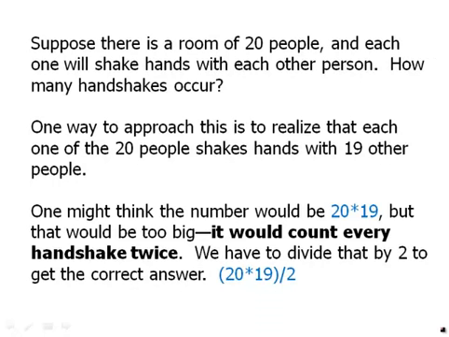So, for example, person A shakes hands with 19 other people. Person B shakes hands with 19 other people. One of the handshakes of A is with B, and for person B, one of the people they shake hands with is A. So the handshake of A and B gets counted twice, once as one of A's handshakes and once as one of B's handshakes. So if everything is counted twice, we have to divide by 2. And of course what we get, 20 divided by 2 is 10, 10 times 19 is 190. So 190 handshakes would happen.